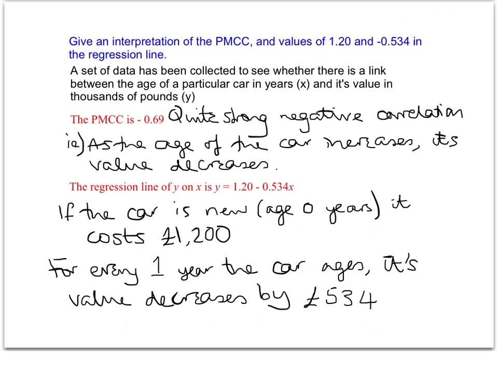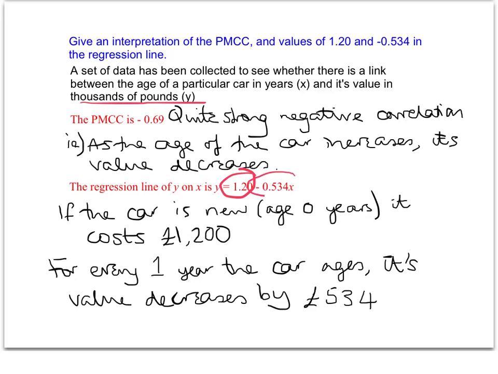The 1.2, that's interpreted as basically the y-intercept, which is when x is 0. So we're talking about the car being aged 0 years, so it's new, and that would give us a value of £1,200 for the car. Remembering that y is the value in thousands of pounds, so 1.20 times 1,000.